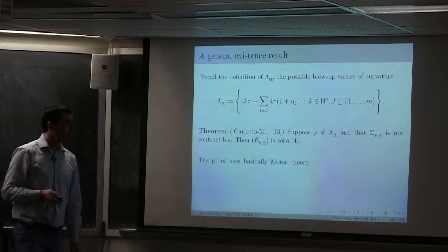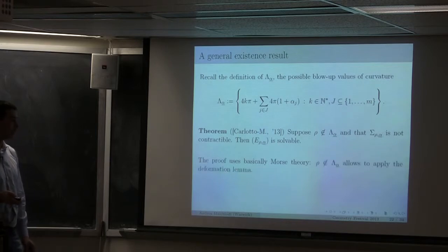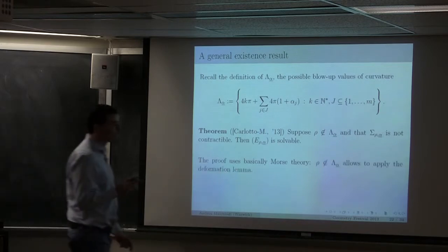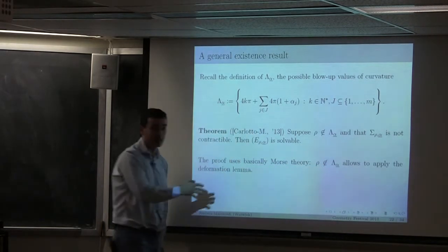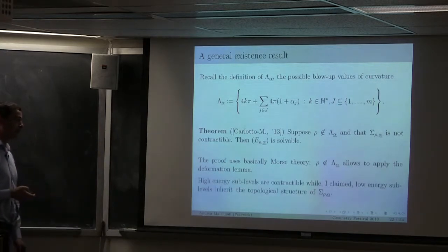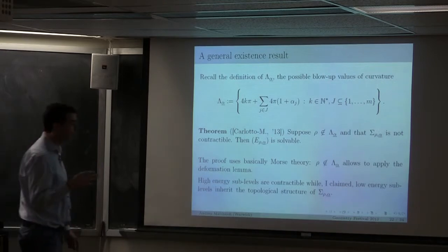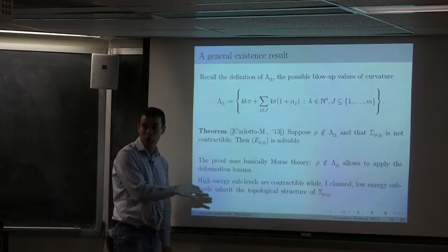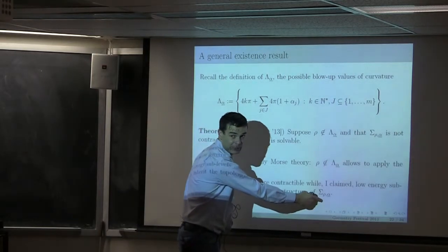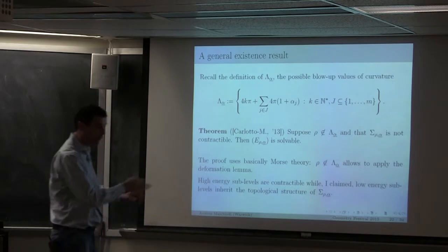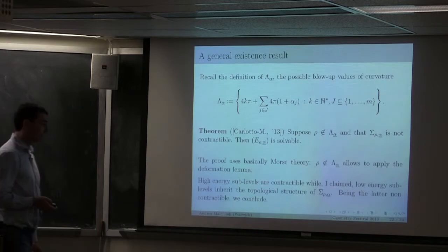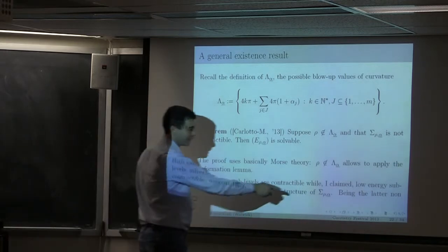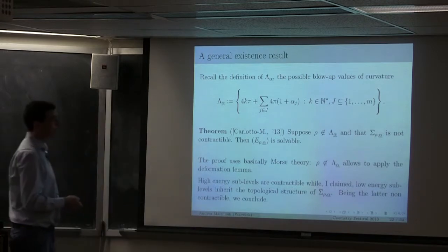The proof, as I said, uses Morse theory. And there are two assumptions here. ρ shouldn't belong to this set Λ_α, which is used to apply the deformation lemma. And as I said, high energy sublevels are contractible, while I claim that the structure of low sublevels has to do with this family of measures Σ_{ρ,α}. I would like to mostly explain that in the rest of the talk. And since we are assuming that this set is non-contractible, we apply Morse theory, as I said.